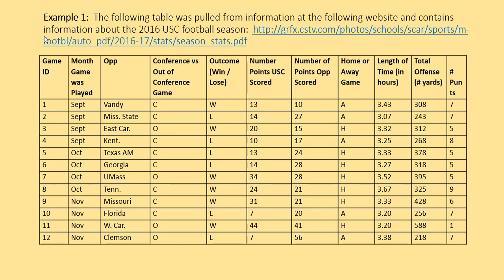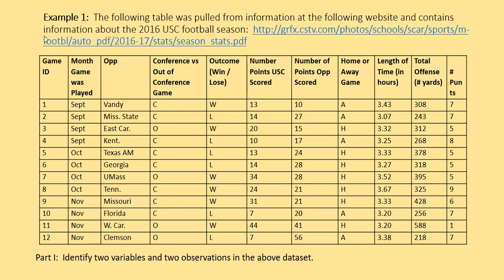Here's example 1. This is about the 2016 USC football season, and you see the spreadsheet style of data where you have the columns and rows. The columns are the names like game ID, month game was played, whereas rows have the game IDs 1, 2, 3, and so forth. So you should get used to looking at datasets like this all the time.